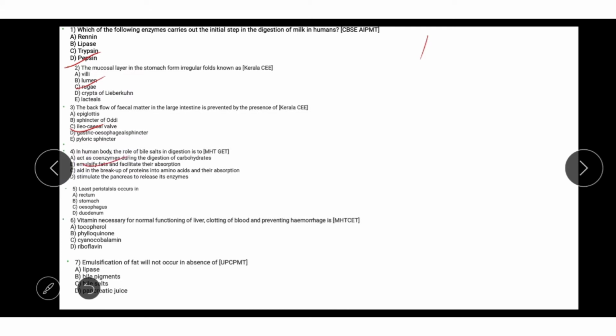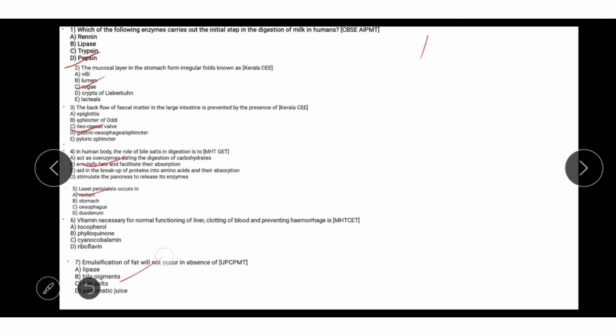Now, least peristalsis occurs in rectum. We have learned the vitamin necessary for normal functioning of liver, clotting of blood and preventing hemorrhage is phylloquinone, B option. The emulsification of fat will not occur in the absence of bile salts.